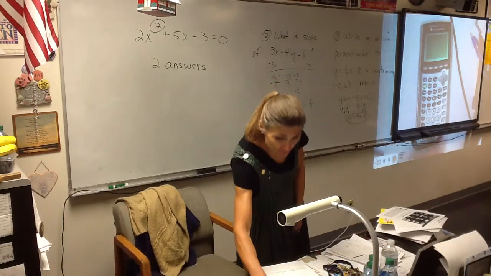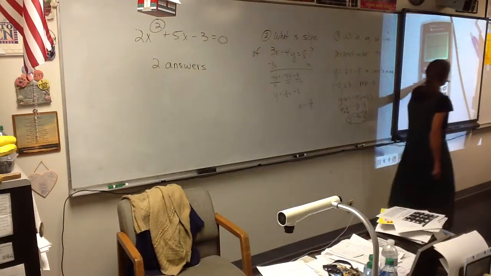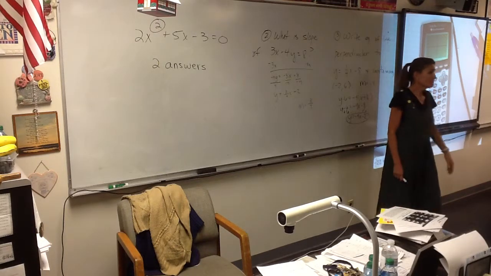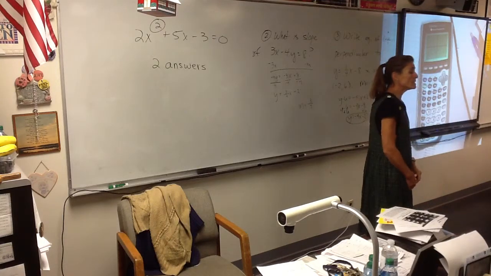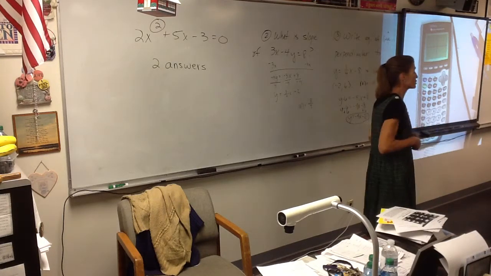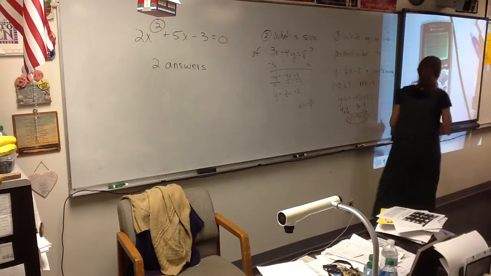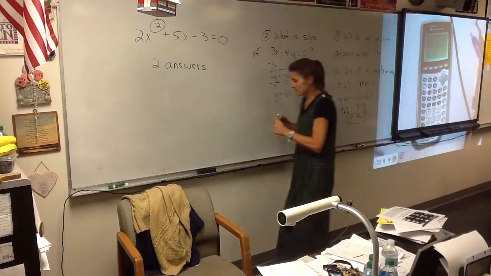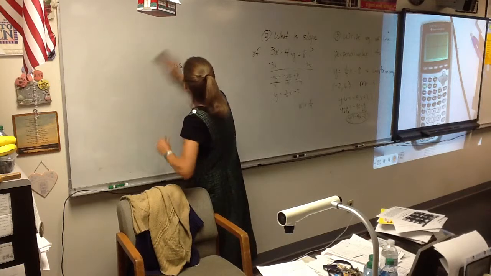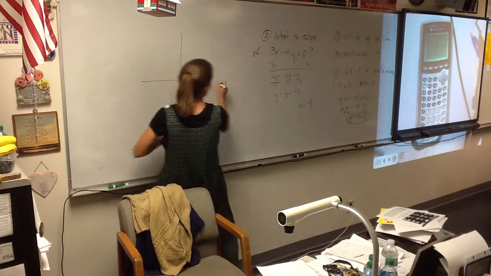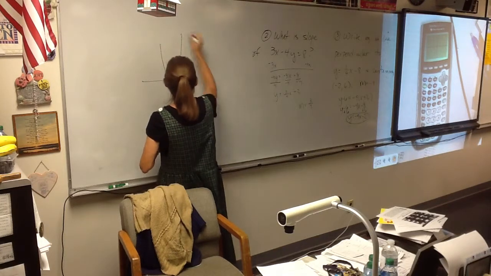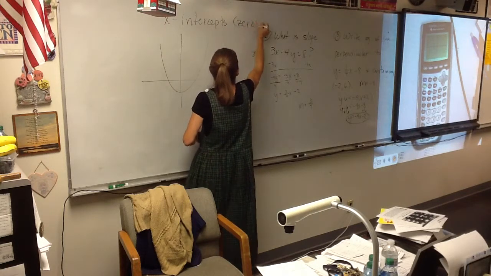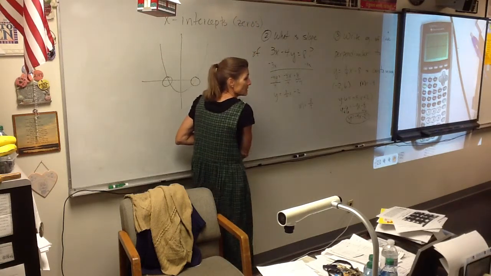Now we're going to hit graph. The graph button is right here. It says graph on it. And you should see that. Do you see it? Now, the points that you are interested in, remember your job was to solve this by graphing. The points that you're interested in are this one and this one. I'm interested in the x-intercepts, which are also called the zeros. Those are the points I'm interested in.